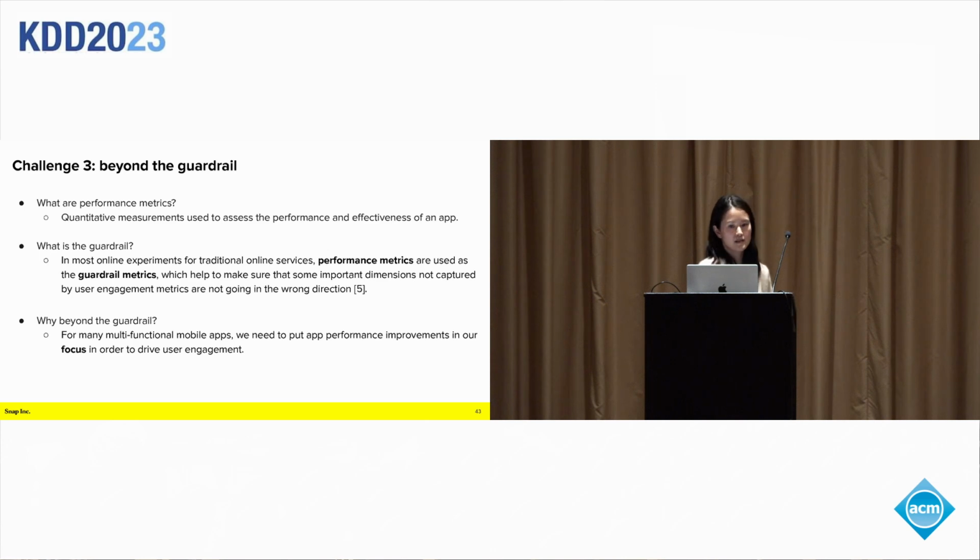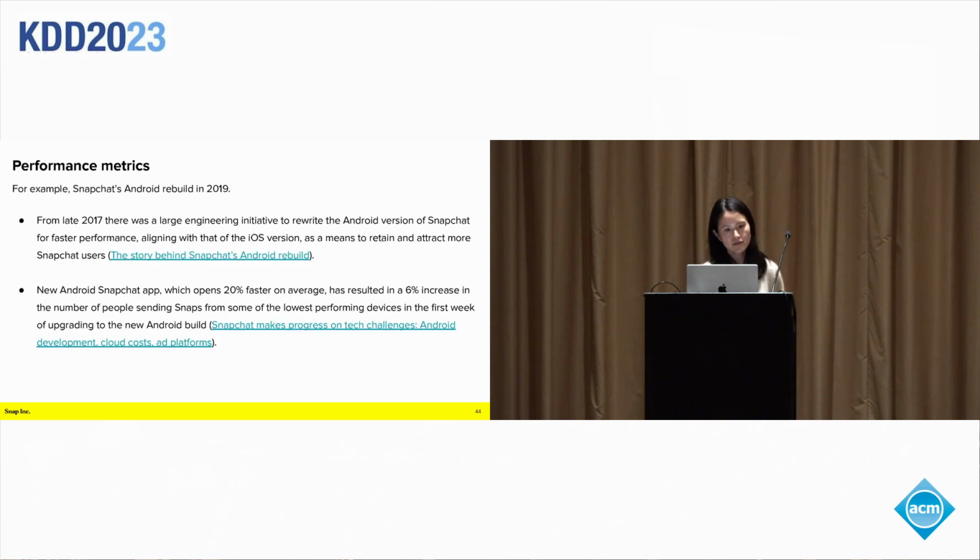However, nowadays, for many multifunctional mobile apps, we need to put app performance improvements really in the focus in order to drive user engagement. This is the reason why we now need to focus on performance metrics, and why they are much more important than before. Let's take an example from Snapchat.